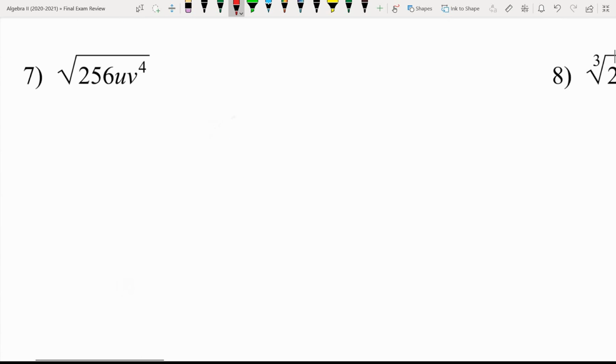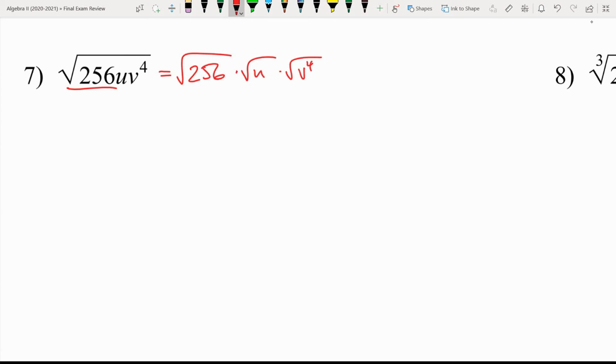All right, taking a look at this next one. Now we've got some variables involved. Let me just rewrite this as, really we're going to work this as square root of 256 times the square root of u times the square root of v to the 4th. That's really how you want to treat these. It's basically 3 separate problems. Square root of 256, that's one of those ones I said it's good to know. 16 squared is 256, so this is just 16.